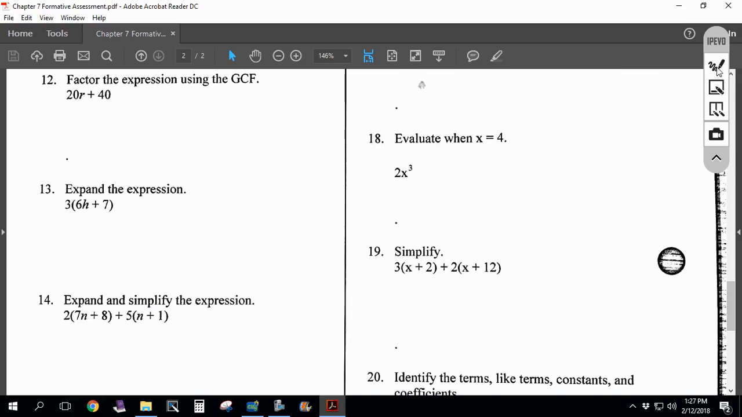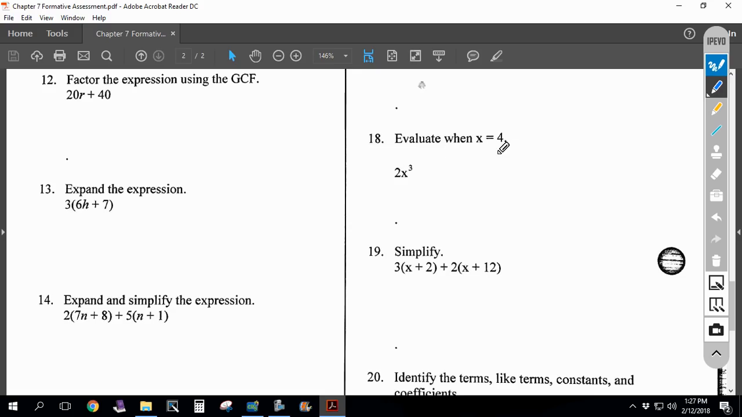All right, number 18 has been a highly missed question. Always is. And the reason why is because people don't show their work. They simply say, okay, well, 2 times 4 is 8. 8 to the third power is, I don't even know what that is. But regardless, it's wrong. This is why I make you guys show work. Okay, this is exactly the reason right here, because these types of questions, people try to do mentally and it ends up messing with them.